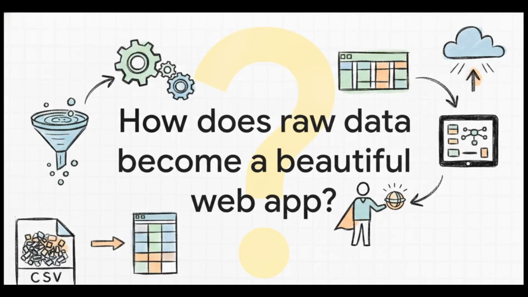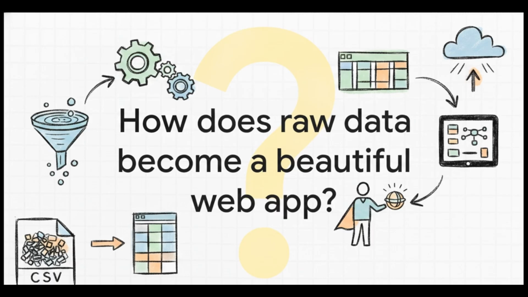So how does raw data actually become a beautiful web app? Well, I want you to think of this as a hero's journey. Except in our story, the hero isn't a person at all. It's a single, messy piece of data. It starts off totally buried in a CSV file, unrefined, chaotic, you name it.